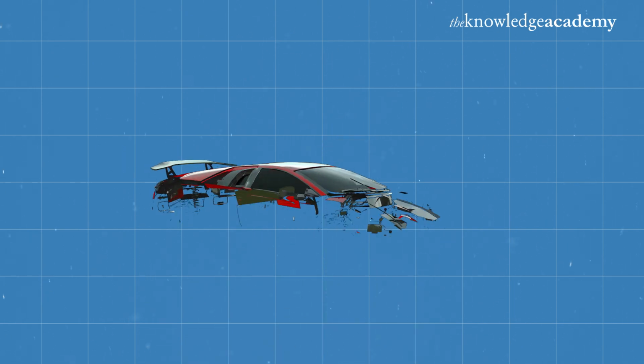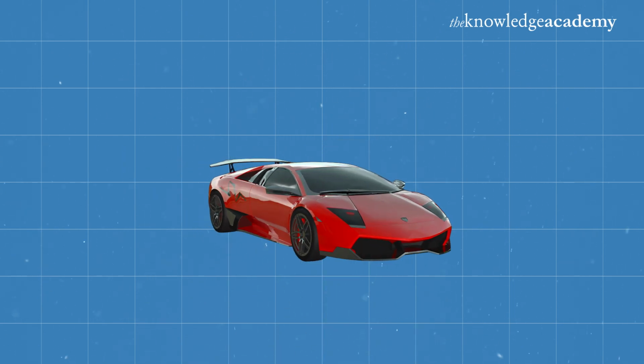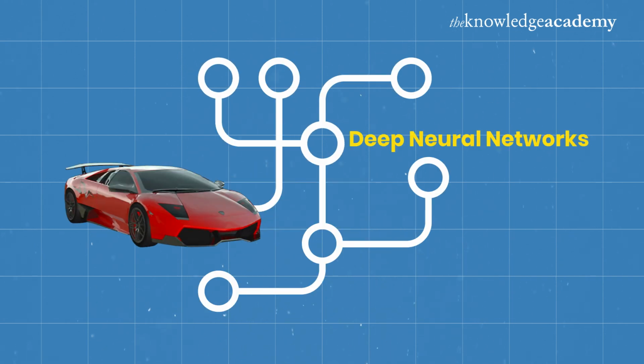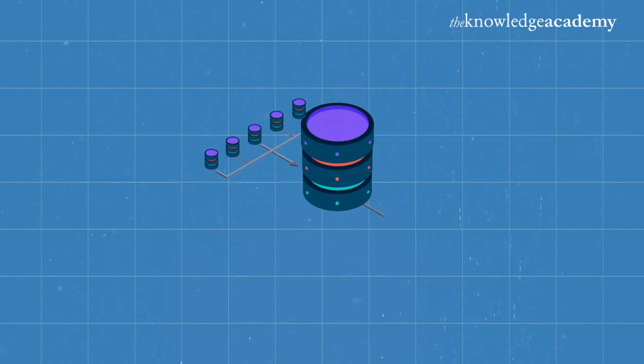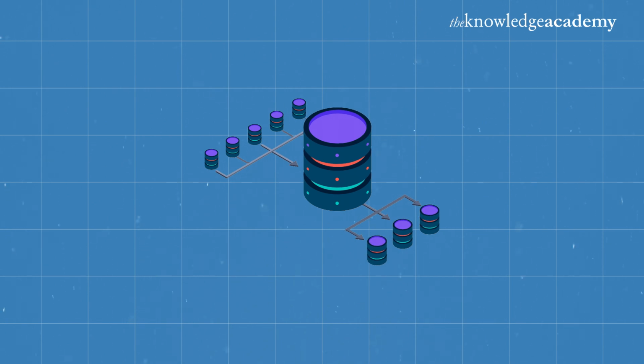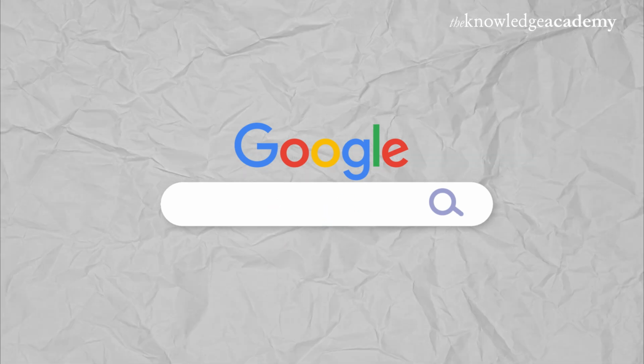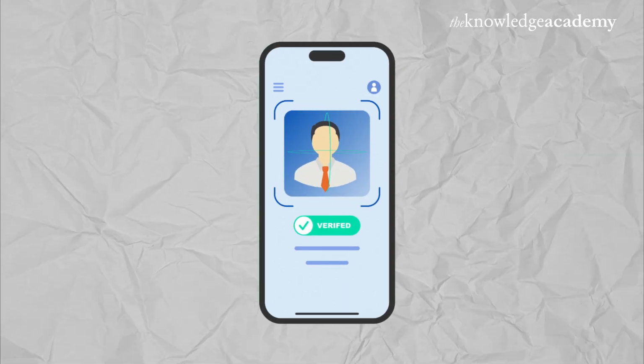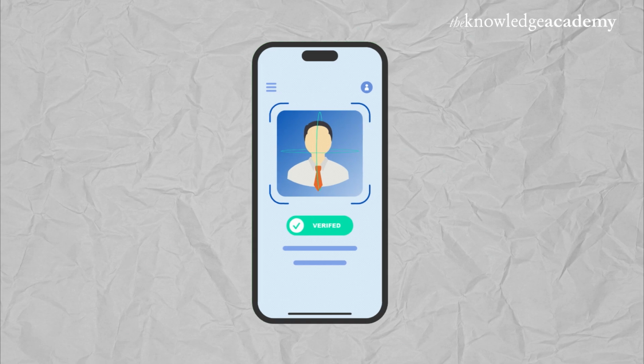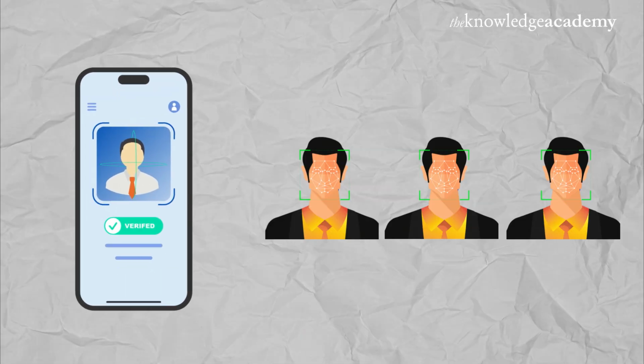One of the most impressive applications of deep learning is in self-driving cars. These cars use deep neural networks to process vast amounts of data from their sensors and make real-time decisions on the road. Another example is voice assistants like Google Assistant, which use deep learning to understand and respond to your voice commands. Deep learning is also behind the technology that powers facial recognition systems, which can identify individuals in photos and videos.